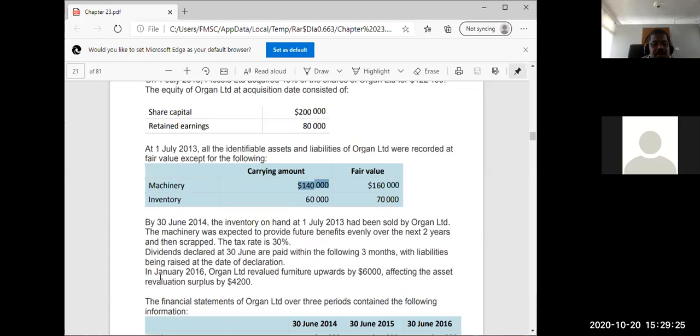Then of course, in 2016 Organ Limited revalued its furniture upwards. Again there is an upward revaluation of furniture, that is increasing the value, bringing the fair value, and a revaluation surplus of 4,200. So when you increase the furniture by this much, the revaluation surplus will be increased by 4,200.